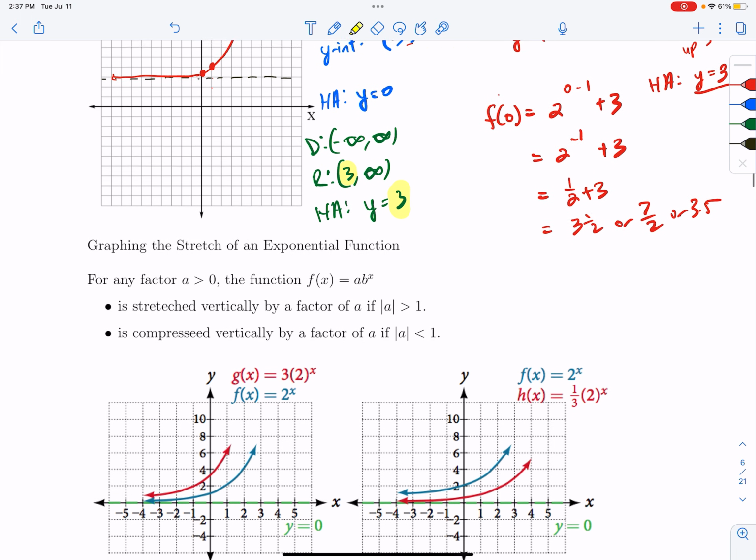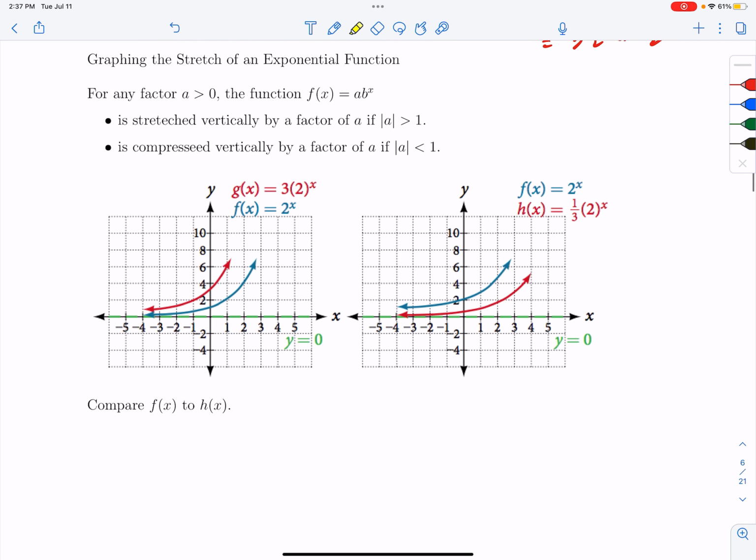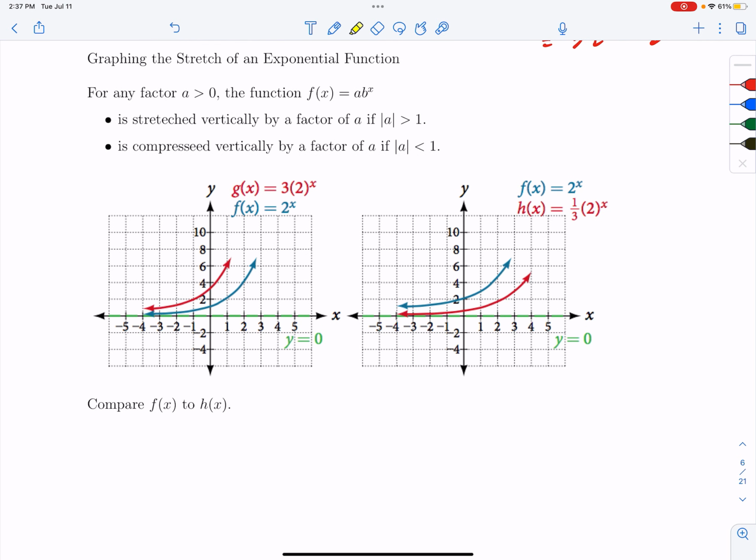Okay, a couple more transformations to discuss. If we have a stretch for an exponential function, that's when we have a value of a as a coefficient here. The graph of the function will be stretched vertically. We have a stretch if the absolute value of a is greater than 1. So if I have something like negative 3 times 2 to the x, the absolute value of negative 3 is 3. That's greater than 1, so that's going to be a stretch vertically. And we'll talk more about what that negative does.